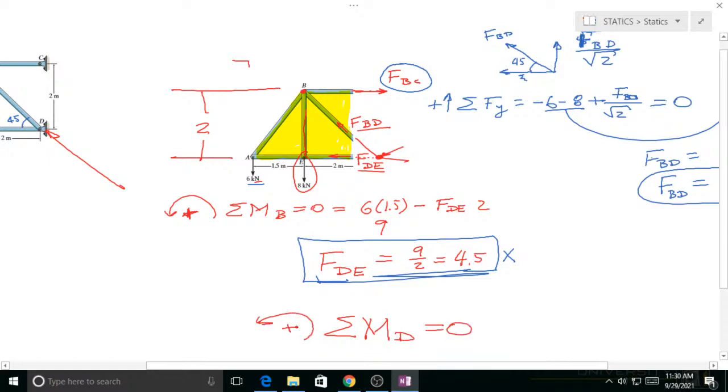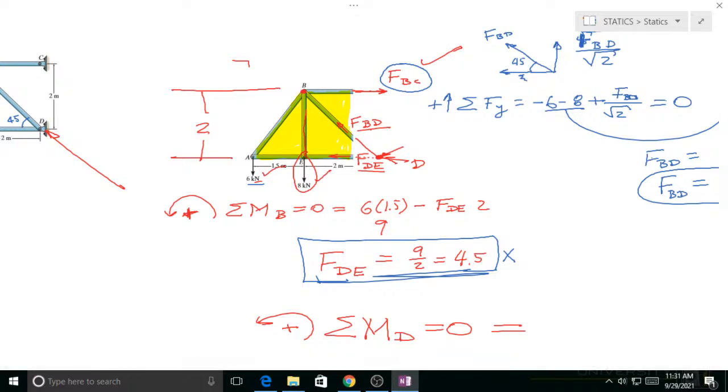Now, why would it be beneficial? Because if I sum the moments there, this force has no contribution, and neither does that one. Does that make sense? So now, what does contribute to a moment about this D? Only that one, and this one, and that one. And so now I've got to start tracing my distances.